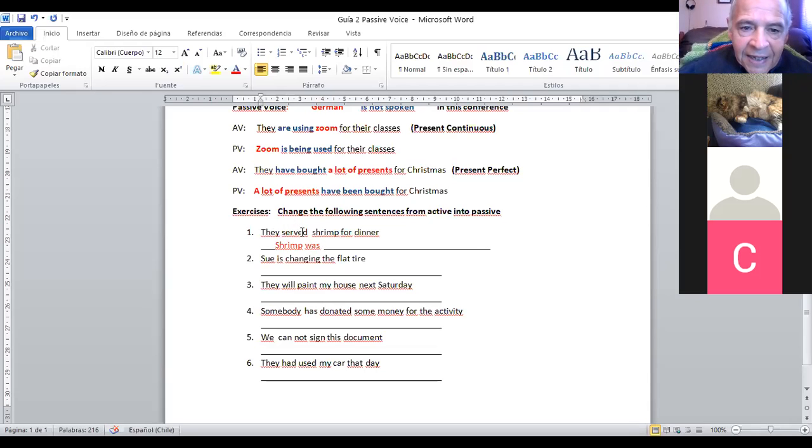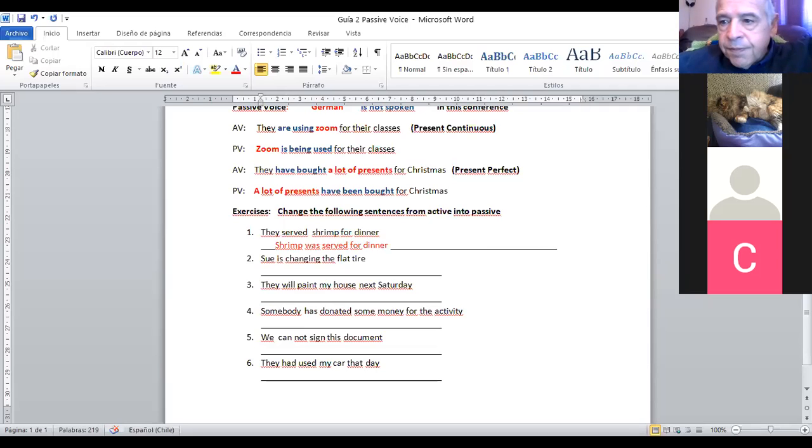If you have ed in there, that means that is a regular verb. Therefore, the past tense and the participle are the same. So, serve. Shrimp was served for dinner. And that's it.